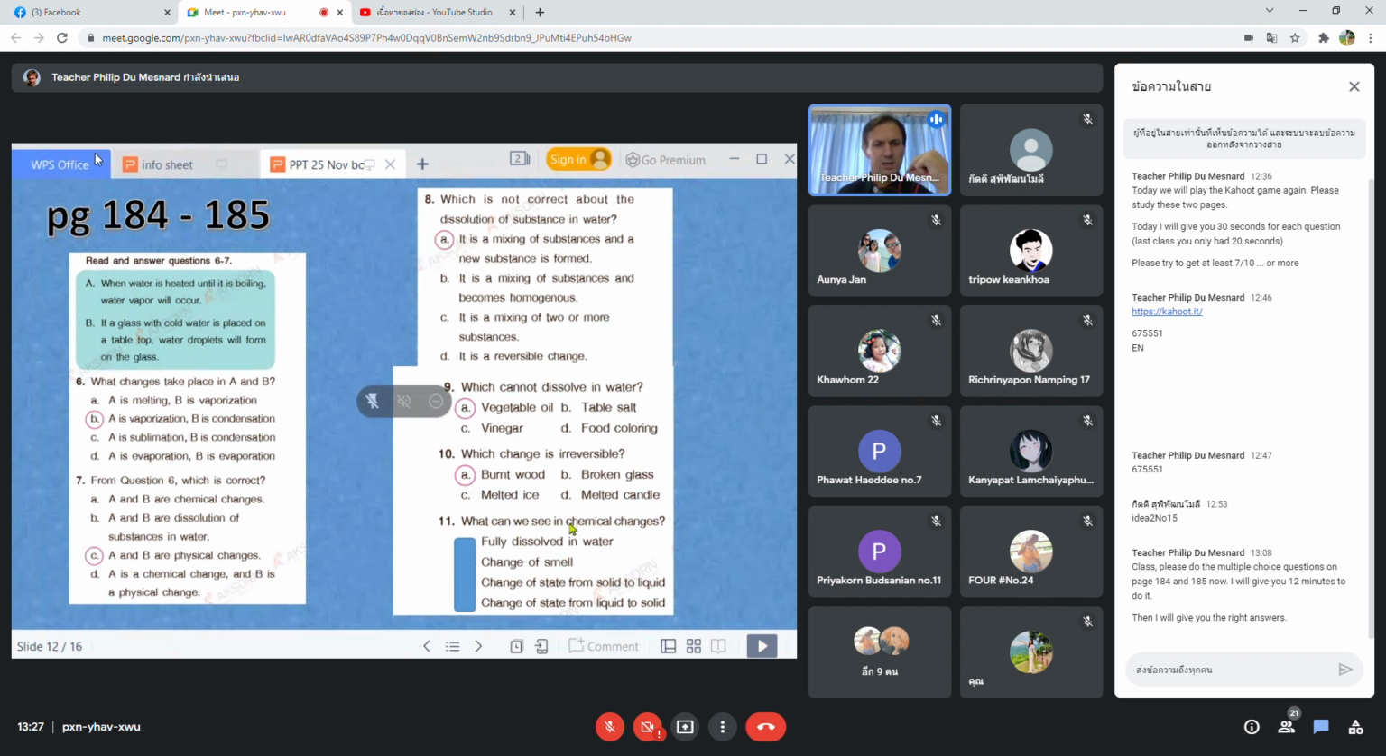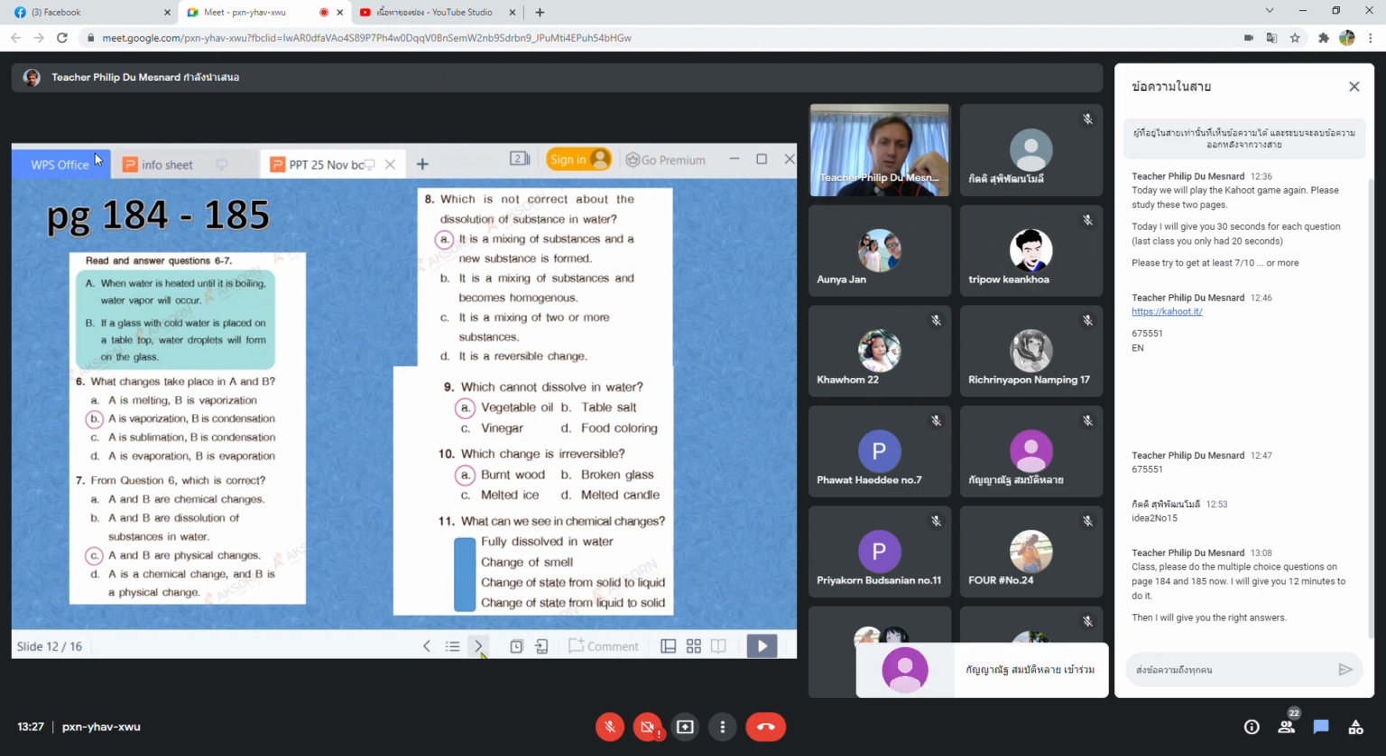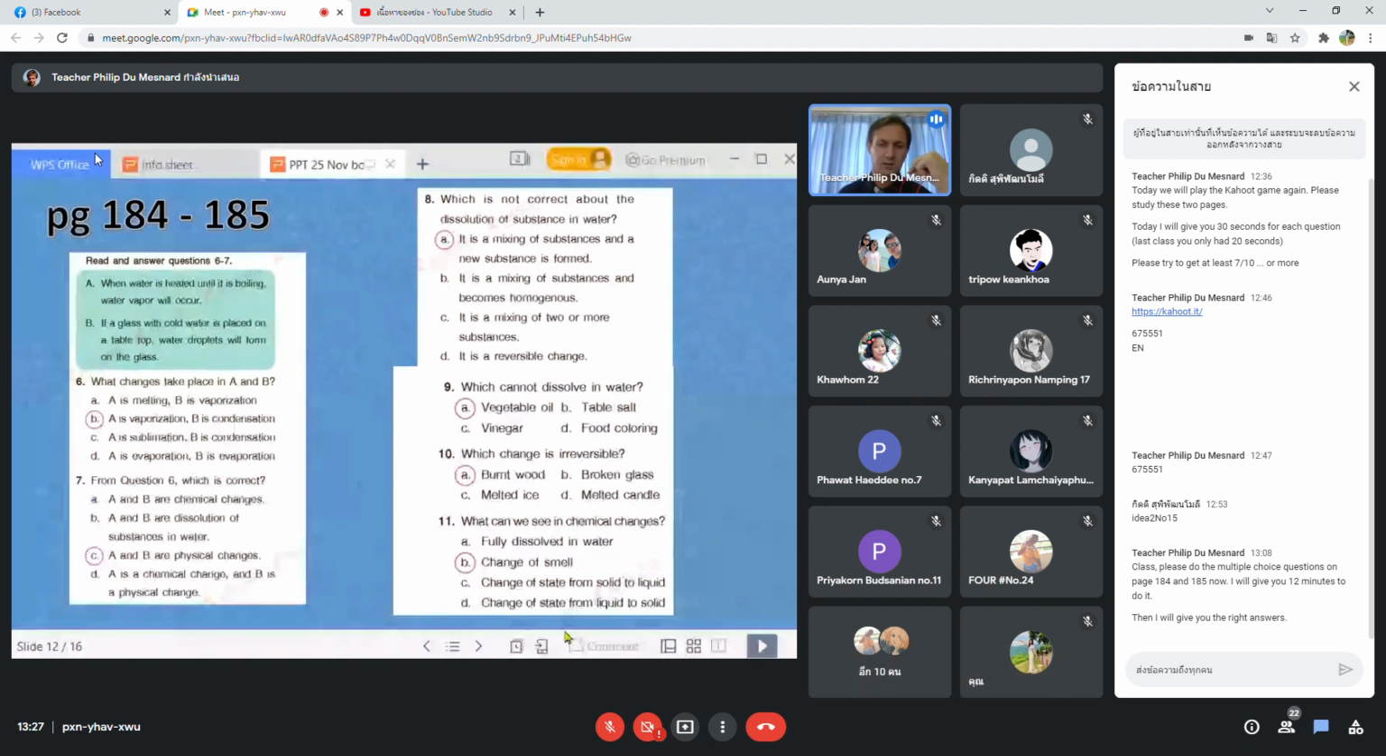What can we see in a chemical change? Fully dissolved in water. Change of smell. Oh, now I see. Change of state or change of smell? Yeah, that's it. Change of smell. Good job. That's it. Yeah, chemical changes: color change, smell change, gas bubbles form, and so on and so on.